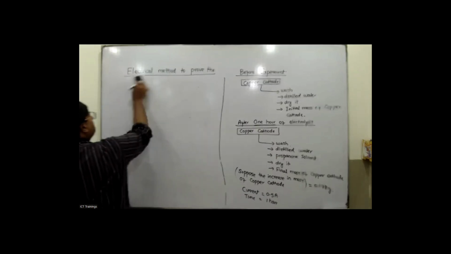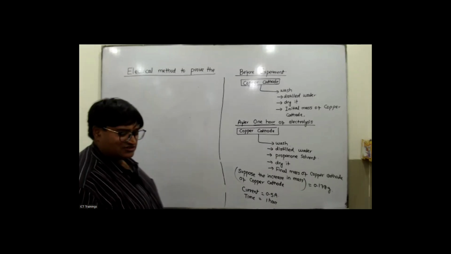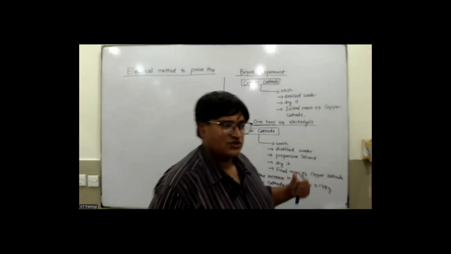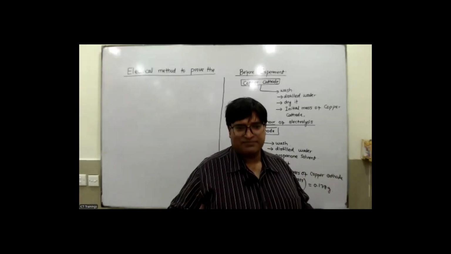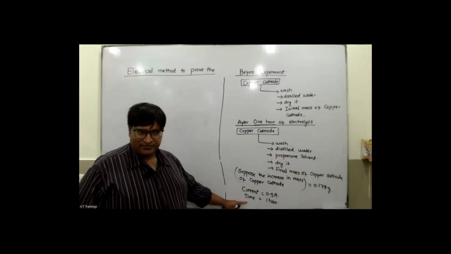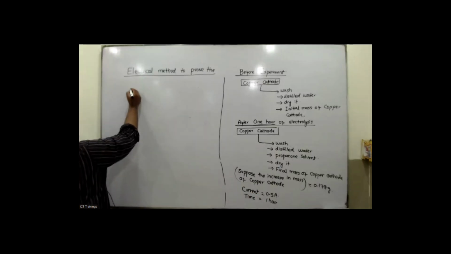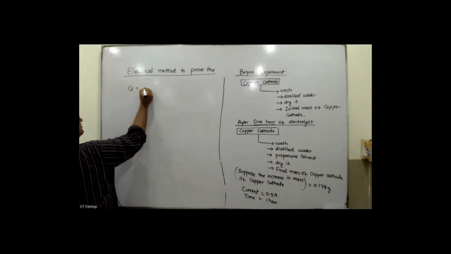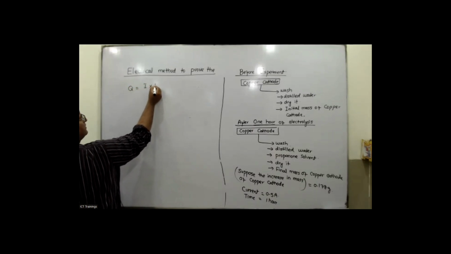Now we are going to do the calculations. They are a little bit the same as we have done previously, but there is some difference. First of all, you have the current and you have the time. So what should you do? You should find out the charge. Q is equal to I into T.